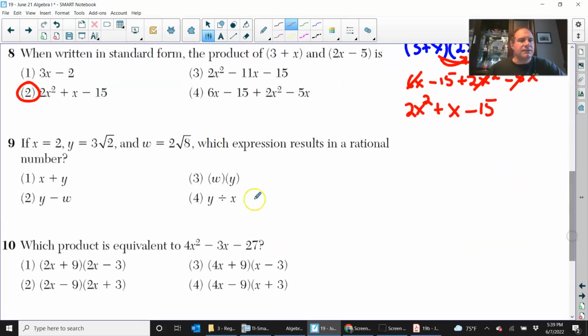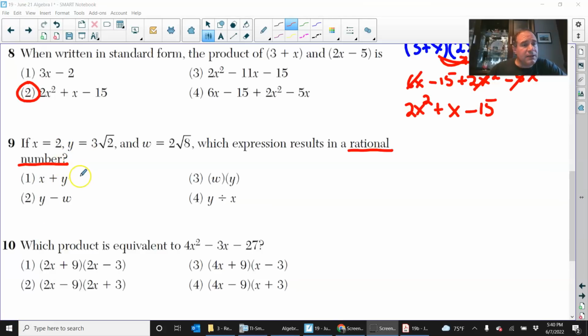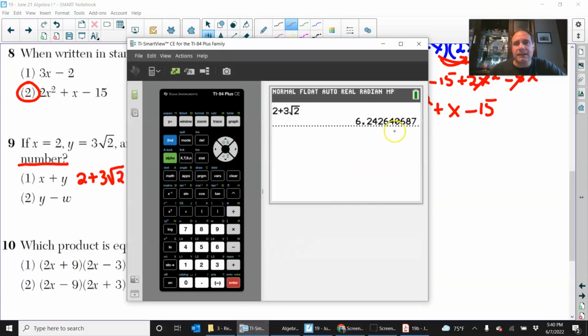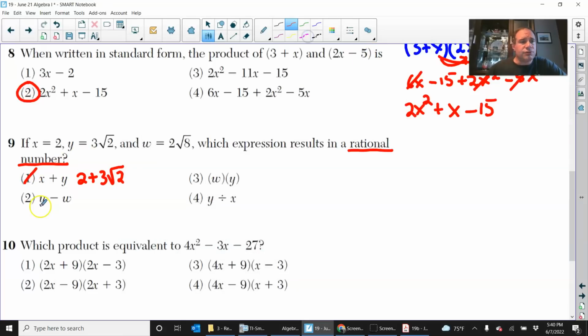Number 9, if x equals 2, y equals 3 square root of 2, and w equals 2 square root of 8, which expression results in a rational number? So I'm going to try x plus y, so this is 2 plus 3 square root of 2. I put that in my calculator right here, and I get an irrational number, so that is out. Then I am going to go to y minus w. So 3 square root of 2 minus 2 square root of 8.